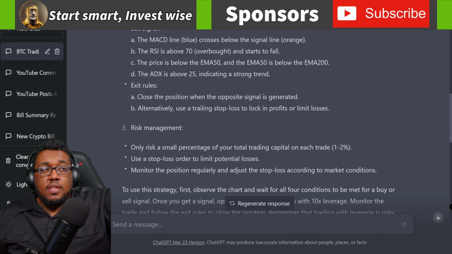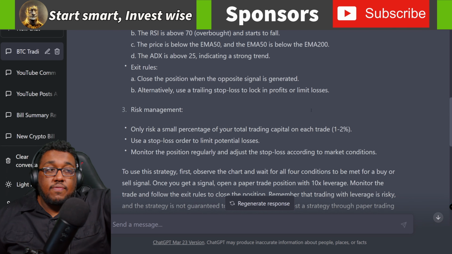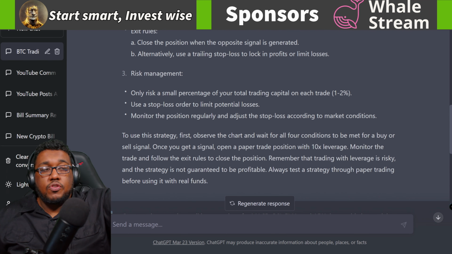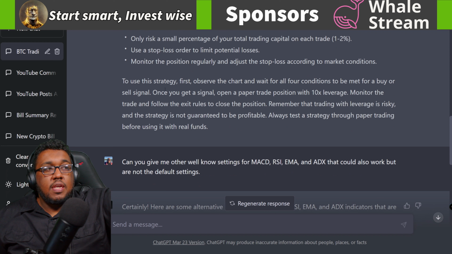And the exit rules are going to be close the position when the opposite signal is generated. Alternatively, use a trailing stop loss to lock in profits or limit losses. That's a very good thing, especially when trading with leverage, okay? Leverage, excuse me. It'll give you some risk management there. And to use this strategy, first observe the chart and wait for all four conditions to be met. All four for a buy signal.